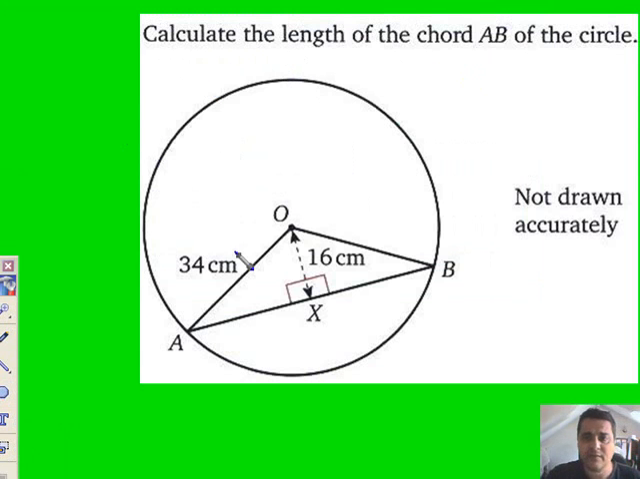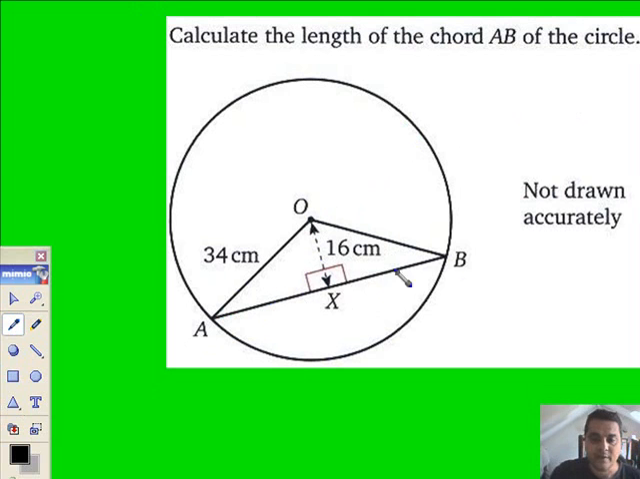It says calculate the length of the chord AB of the circle. Well, you may recall that a chord is just a line straight through the circle from one end to the other, but it doesn't pass through the centre. Of course, if it passes through the centre, that would be a diameter, and this is not a diameter. That is a chord. Incidentally, just for your information, these must be radii because they go from the centre to the circumference, so we have an isosceles triangle sitting there.